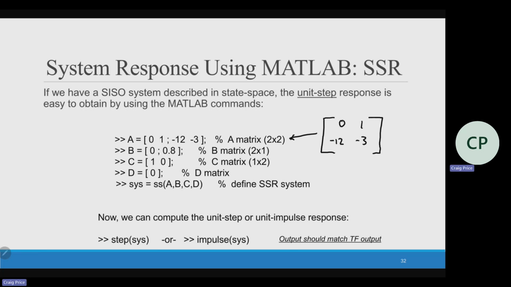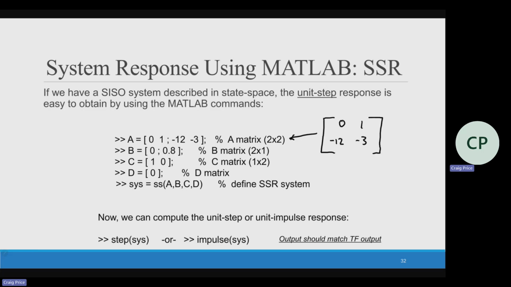So if I wanted to put this into matrix form into the SSR in MATLAB, I do my row first. So this is my first row, 0, space 1, semicolon breaks up the rows. And so then it's -12, -3. B is a 2 by 1. So just really be careful with this. And then when I want an SSR, we can just do system equals SS, that stands for state space, of all 4 of these matrices.